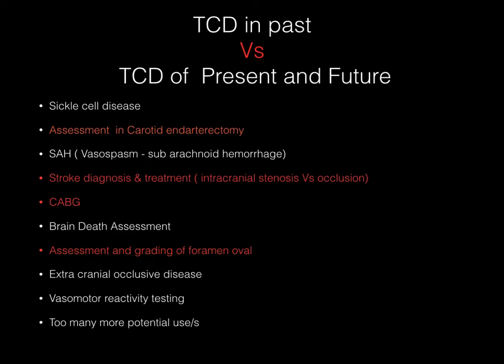Assessment of grading of foramen ovale, extracranial occlusive disease, vasomotor reactivity to carbon dioxide, whether the brain is vegetative or still. So vasomotor reactivity testing, too many more potentials, you name it. I mean, now if you can see the blood flow through the cerebral vessels, you can imagine, as well as the cerebral vessel structure, the flow inside it. Why not? So how to do it?